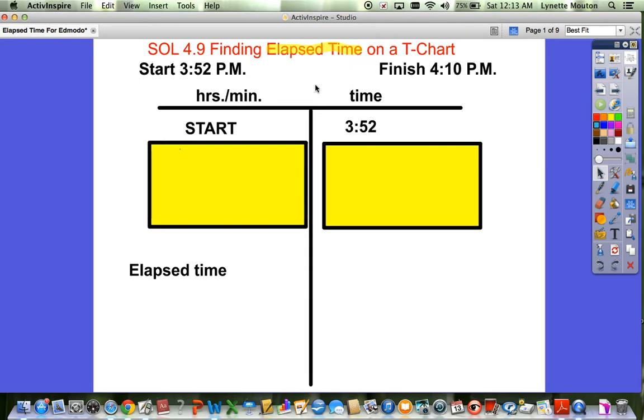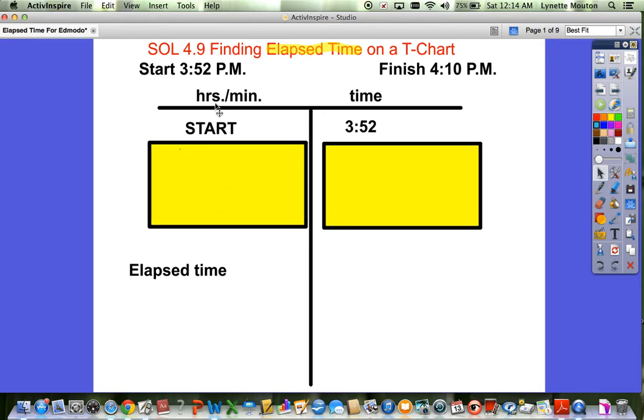All right. First thing we need to do is set up our T-chart. Place your hours and minutes on this side and your time label on this side so you'll know what you're looking at. Any of the times that we're going to record are going to go here in this column. Hours and minutes says how many hours or minutes have gone by. We're going to put them in this column.